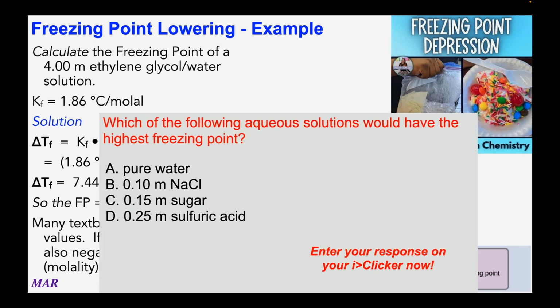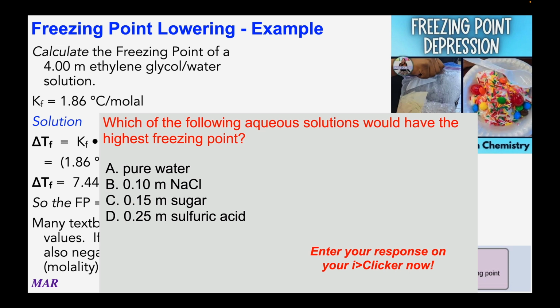Not too bad. So in this question, we have the following aqueous solutions, and you want to know which one is going to have the highest freezing point. There's pure water, sodium chloride, sugar, sulfuric acid, and so on. And delta T equals K times M. K is based on the solvent. They're all supposedly water. M is the molality. So in one way, it might be tempting to say answer D because that's the highest molality.